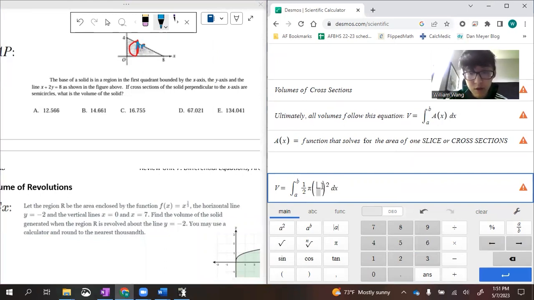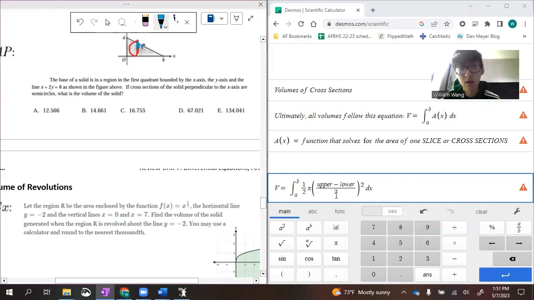So I think for those of us who did the delta math, you will remember this, upper minus lower. But you take the upper minus lower and you're going to divide it by 2, because the radius is only halfway down from the upper function to the lower function. It's only halfway down. Okay, so that is what my integral looks like. Let's fill out the rest of it.